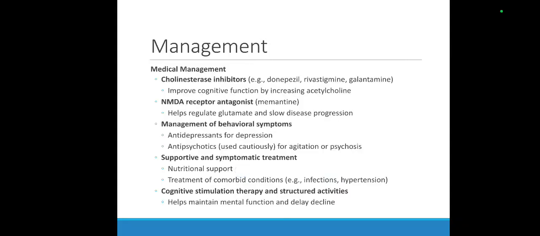Now, for medical management for Alzheimer's disease, we have cholinesterase inhibitors, which improve the cognitive function by increasing acetylcholine. Because the main problem here actually in Alzheimer's disease is your acetylcholine, your neurotransmitter acetylcholine. So we have your NMDA receptor antagonist, which helps regulate glutamate and slow disease progression.